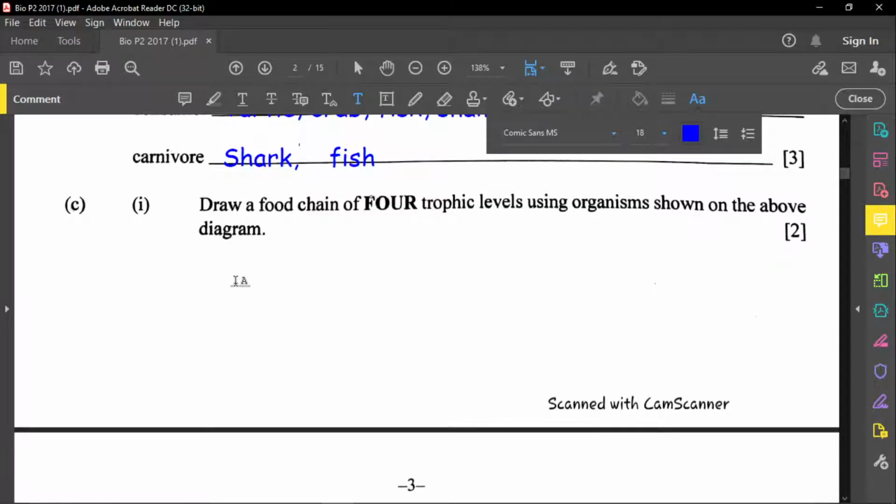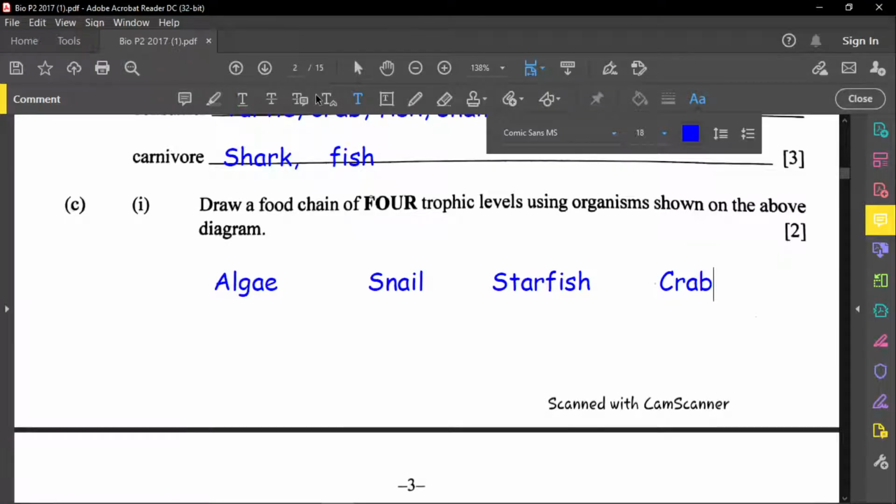So let's start with the producer here. I'm going to have 4 organisms in this. So we can have here the algae. Algae is a producer. And let's put the other organism here. What could eat the algae is the snail. So the snail could eat the algae. And what could eat the snail could be the starfish. And what could eat the starfish could be the crab. All right, so that will be our food chain.